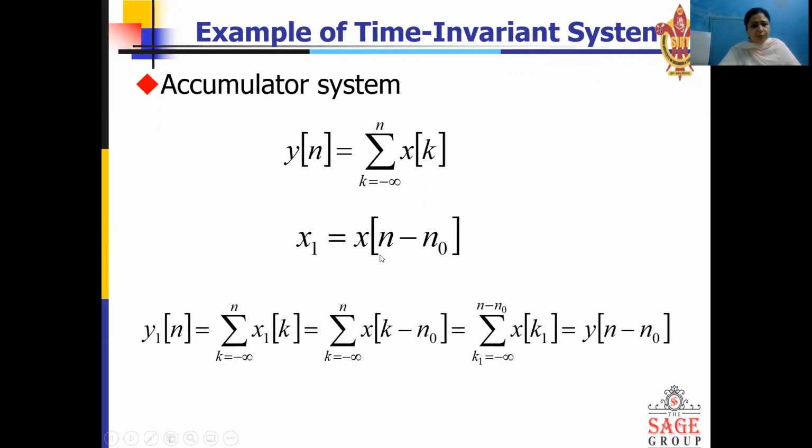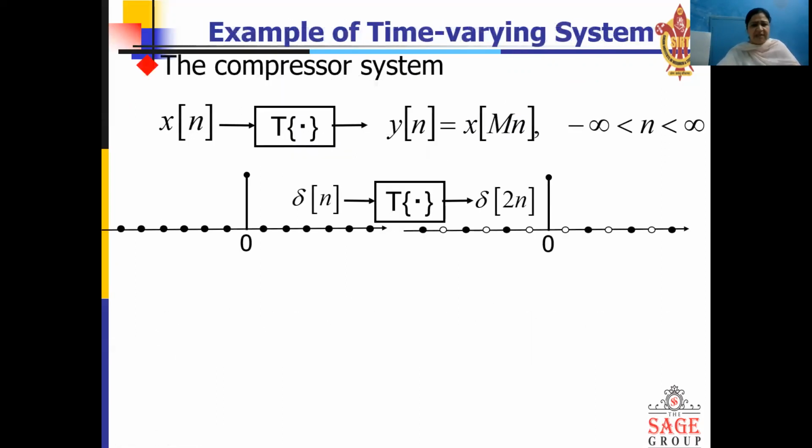Now the output corresponding to x1 is given by y1[n], which will be given by summation of x[k minus n0], k is equal to minus infinity to n. Now we will see that it is the same output which we get corresponding to y[n minus n0]. So here we will see that since the characteristics of the system are not affected with time, the system is time invariant system.